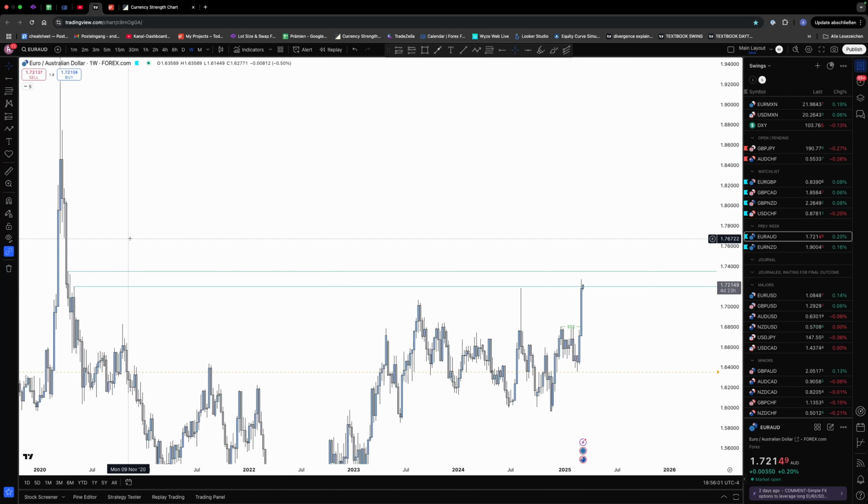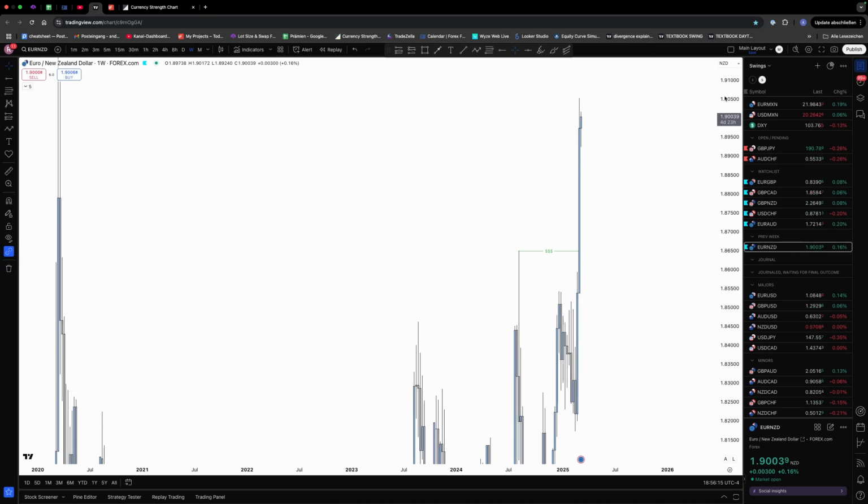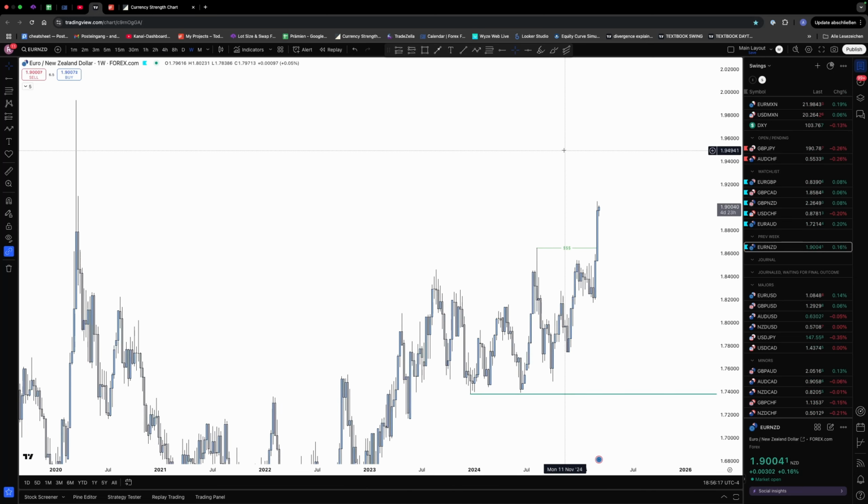So this is also on the watch list now. Euro has been crazy strong, breaking a lot of old highs on so many pairs. Euro NZD, complete bullshit here. We are in a huge wick.